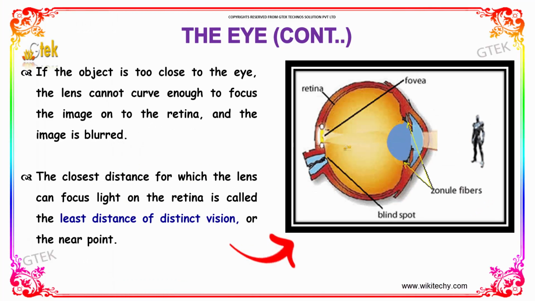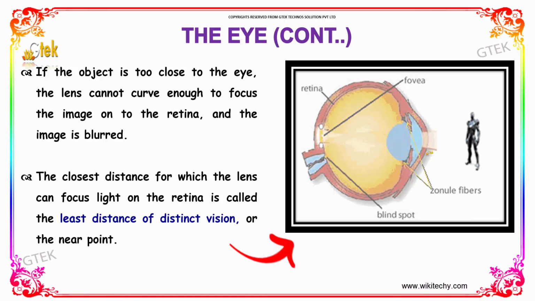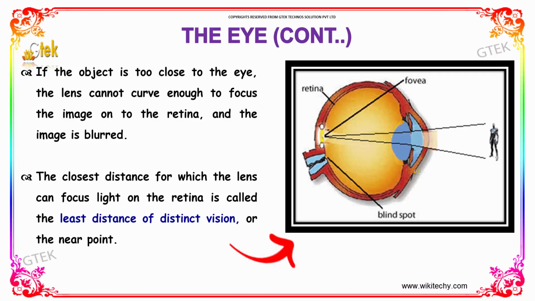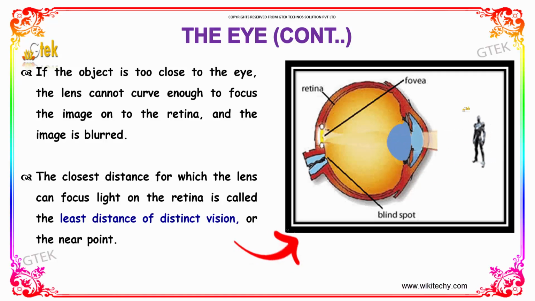If the object is too close to the eye, sometimes the lens cannot curve enough to focus the image on the retina and the image is going to be blurred. So you can see this is how it will appear. So this image is blurred.